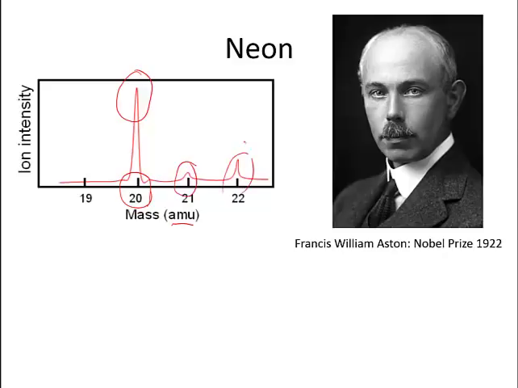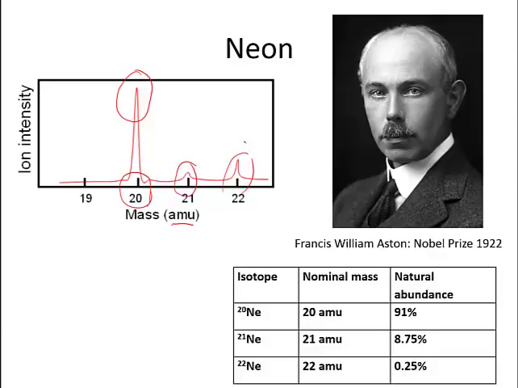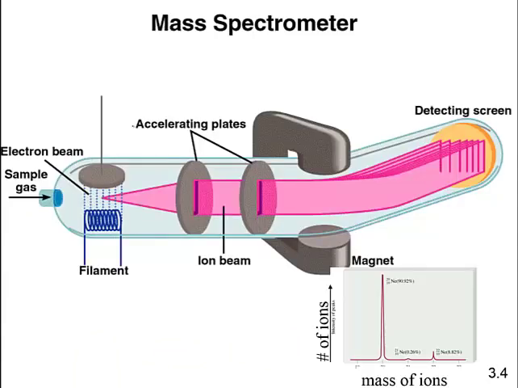Well, we'll tabulate that data, and what you can see is that although neon has 3 different isotopes, the one that has a mass of 20 represents 91% of all the neons on planet Earth. For that reason, the area beneath that first peak happens to be much larger than the area beneath the other 2 peaks. The device that he used is called a mass spectrometer, and I've got a little pictorial representation here.